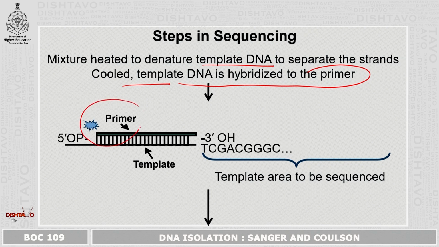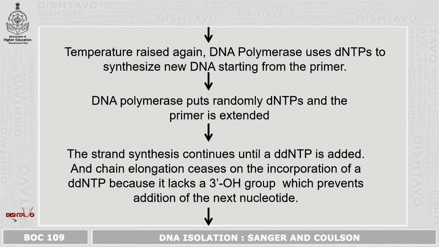This is the primer, students, and it is hybridized to the template strand. Following this, the temperature is raised again. DNA polymerase acts now, does its function. What is its function? To add deoxynucleotides to the new strand, to the template strand, starting from the primer. Now, DNA polymerase starts putting deoxynucleotide triphosphates at random, and the primer gets extended.